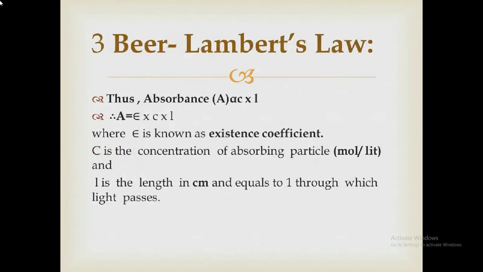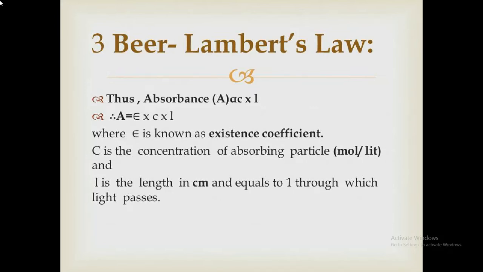Now, combining Beer's and Lambert's law. When we combine Beer's and Lambert's law, we arrive at a final equation, that is absorbance A is directly proportional to epsilon C L, where epsilon is the extinction coefficient, C is the concentration of the absorbing particle, and its unit is very important. Sometimes they ask the unit, so it is mole per liter, and L is the length in centimeters through which the light passes. If L is equal to 1, then A is equal to epsilon into C. So based on this equation, you can get a numerical 1-mark question.